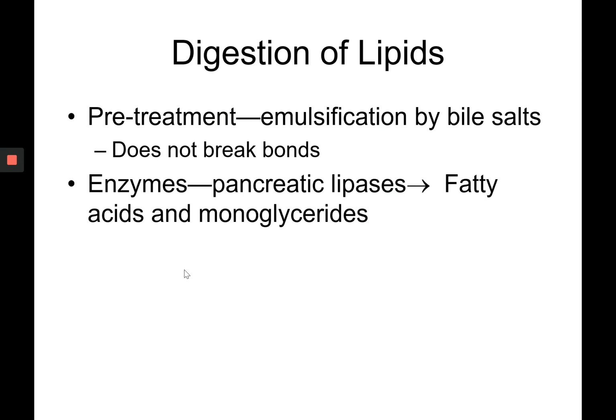The digestion of lipids involves a pre-treatment stage called emulsification. Pre-treatment using bile salts is emulsification. Bile salts are going to be able to break down fat globules, and if we can break down fat globules, it's easier for pancreatic lipases to act on those fat globules. Lipases will then break down the lipid into fatty acids and monoglycerides.